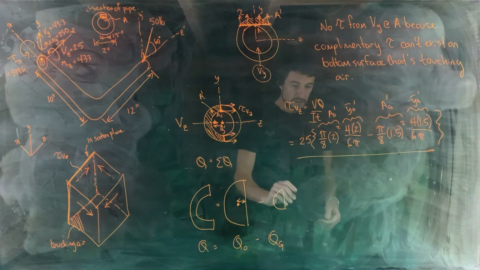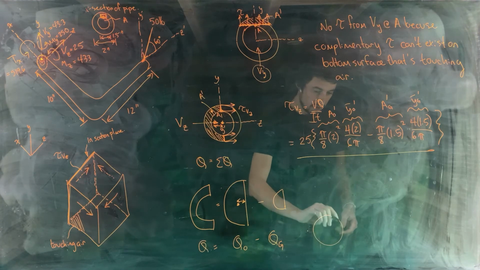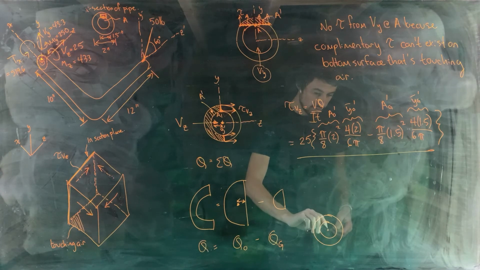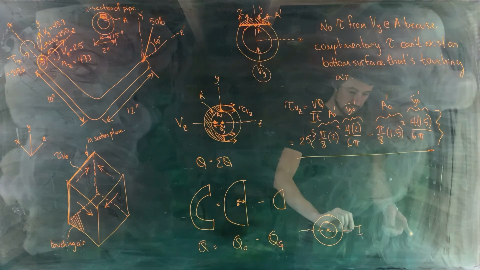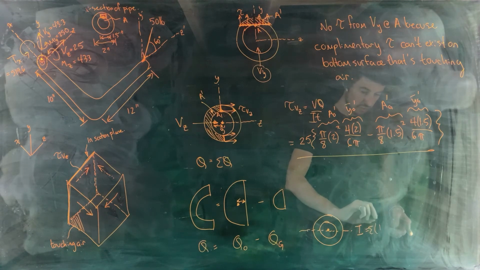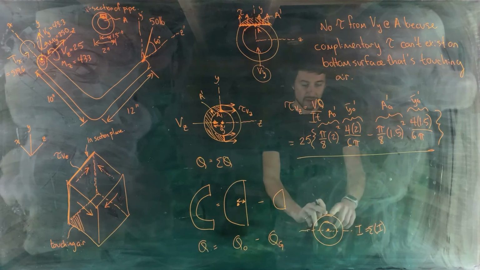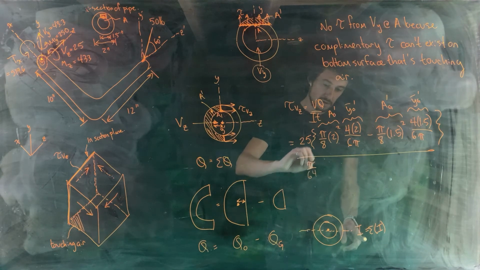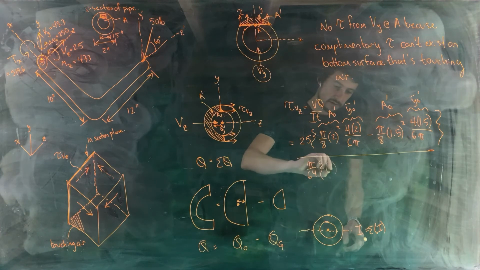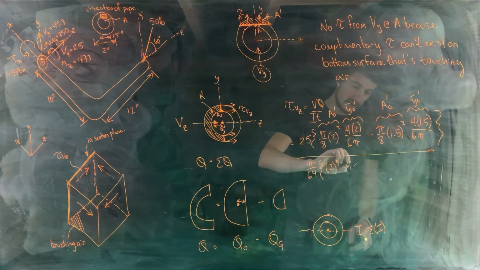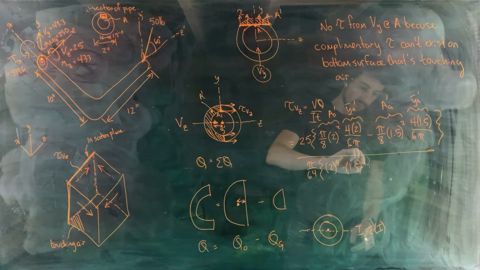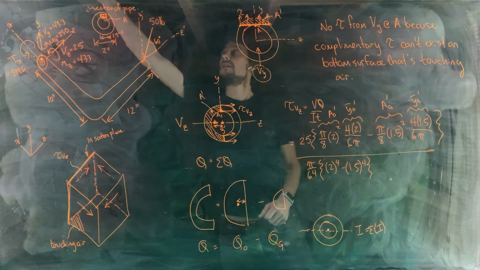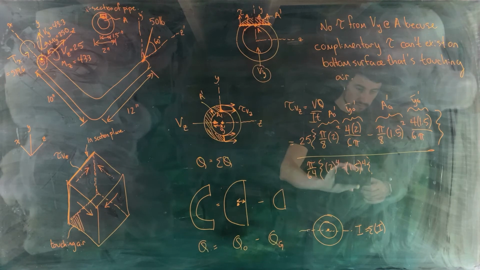Okay, for I, we've got the outside and the inside, and both of those share a common centroid location, so we can just apply simple superposition and do I as the summation of the I values, outside minus inside. So pi over 64, and then outer diameter to the 4th power minus inner diameter also to the 4th power.